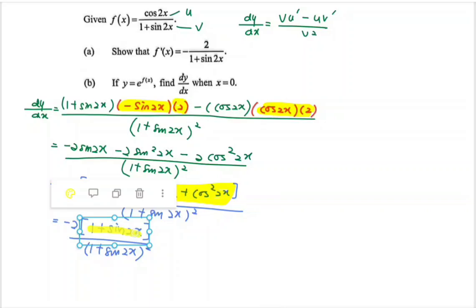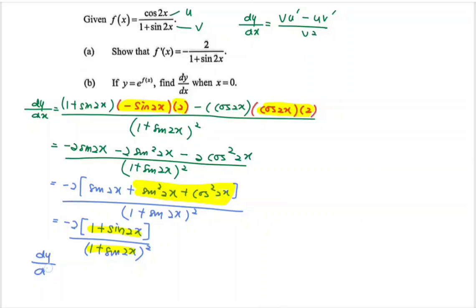Notice that we have the common term, so we can simplify. Then finally we have dy/dx is equal to negative 2 over 1 plus sine 2x. So if we refer to the question, we can say the dy/dx actually is the f prime x. So we have already shown the expression given.